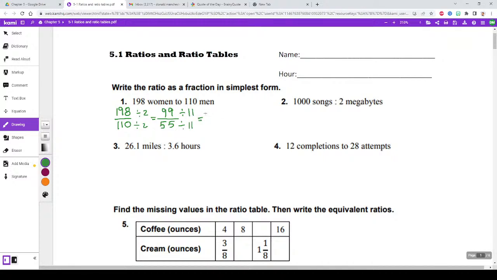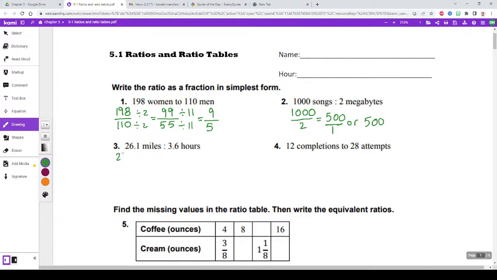And so 99 divided by 11 is 9, and 55 divided by 11 is 5. So our fraction is 9/5. Over here we have 1,000 songs in 2 megabytes. So that means we're looking at 500 songs per megabyte. So 500 over 1, or just 500.